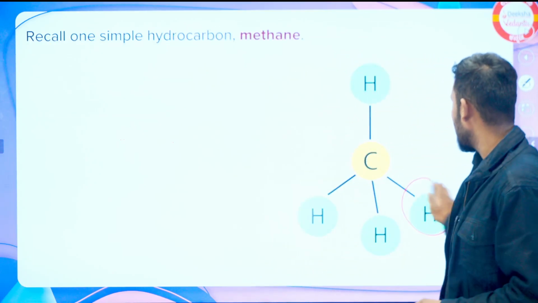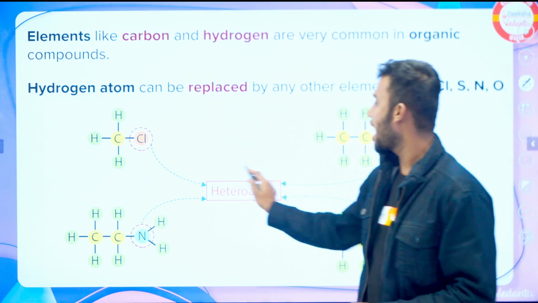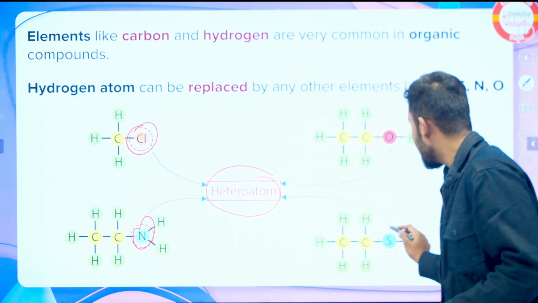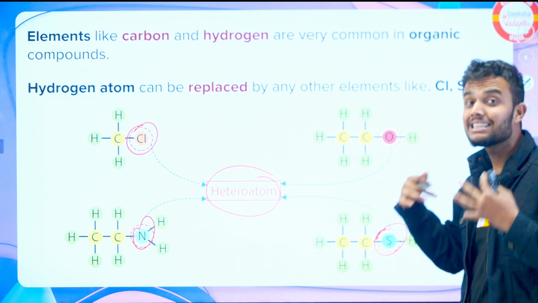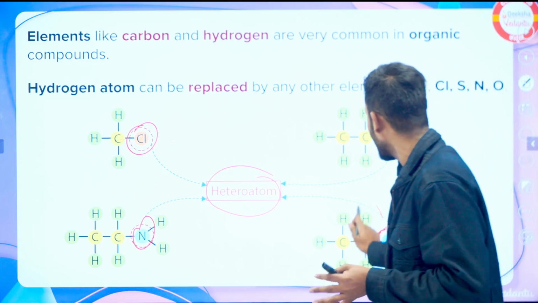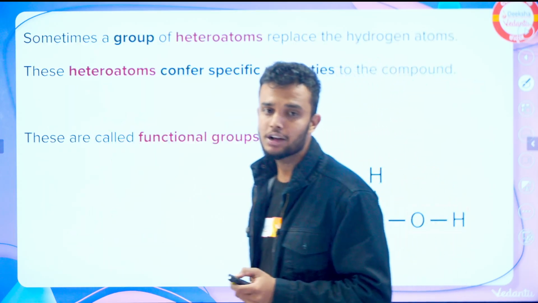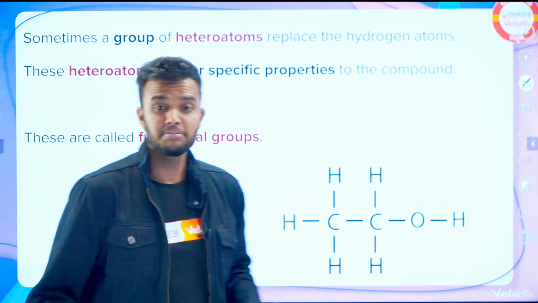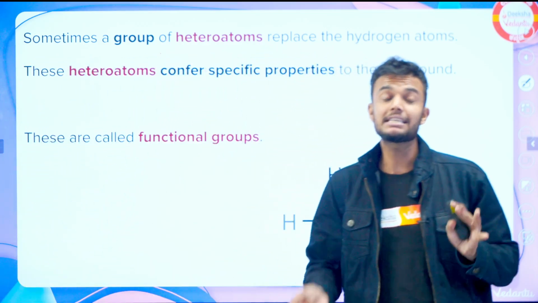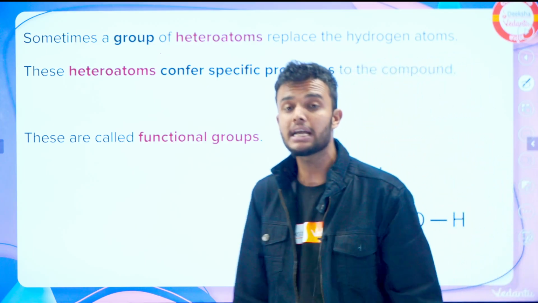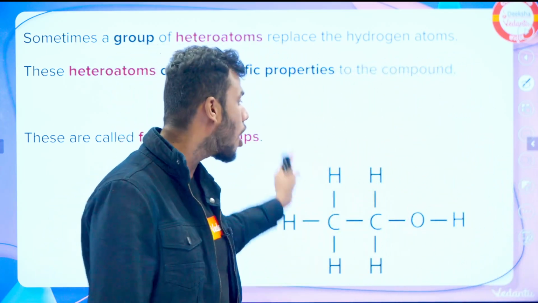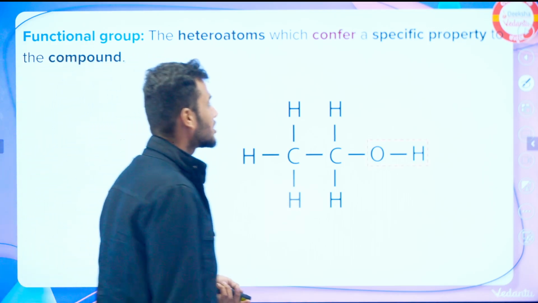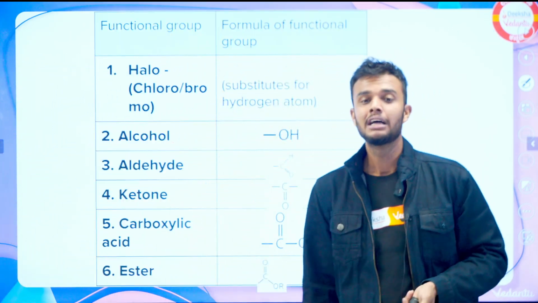In methane, replace one hydrogen with a heteroatom. A heteroatom is nothing but a chlorine atom or nitrogen atom. What happens? This heteroatom changes the characteristic property of the compound. A functional group is nothing but a heteroatom that replaces the hydrogen atom. This heteroatom confers a specific property on the compound. These are called functional groups. I hope it's clear.